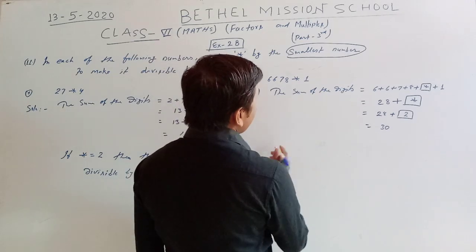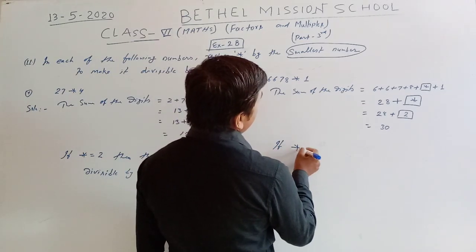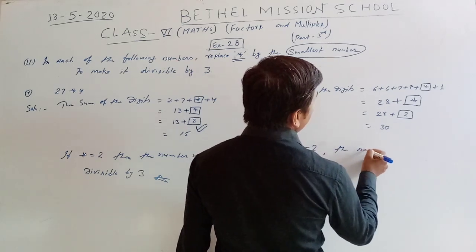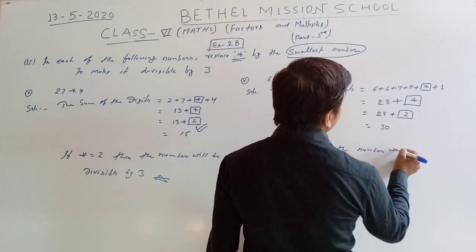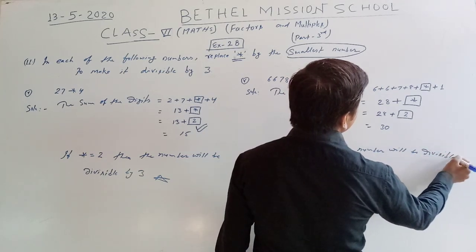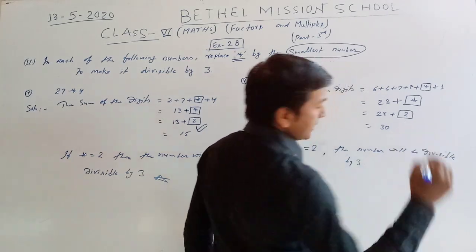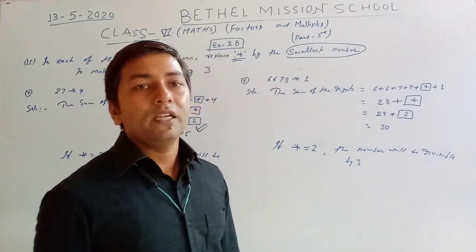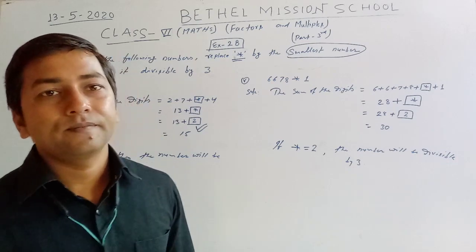And last we will write: if star equals 2, then the number will be divisible by 3. Then the answer is 3. Okay? Now we see the next number.